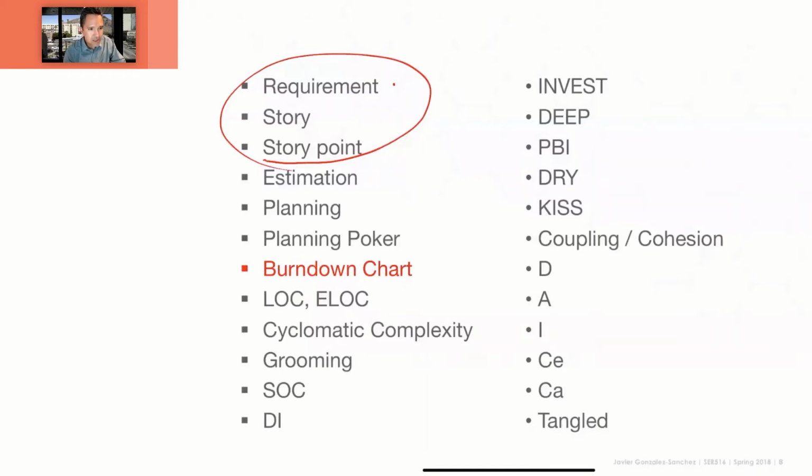If not, if you're right now wondering what is a story point, what is the difference between story point and user story, is a requirement the same as a user story? Yes, maybe, no, I do not remember. Those are things that you can go and review, because believe me, for sure, it's going to be there.